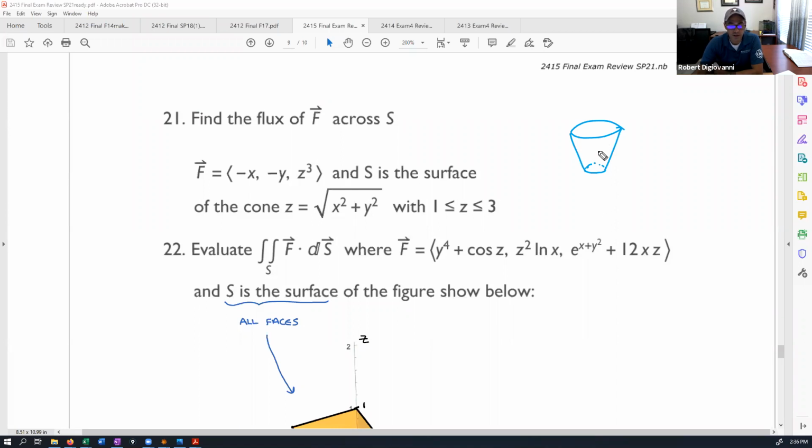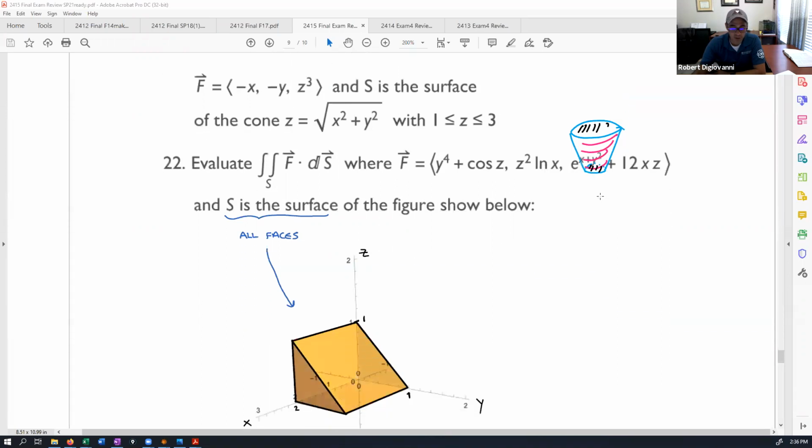It's just the cone. You have no choice but to go and do this the hard way. You cannot use the divergence theorem because your surface is only this outer side. It's not including this top piece and bottom. If it had the top and bottom, then you can use divergence theorem. That's the drawback to divergence. You have to have an enclosed solid.